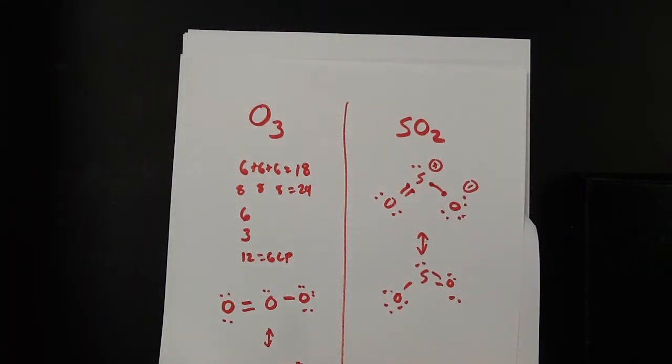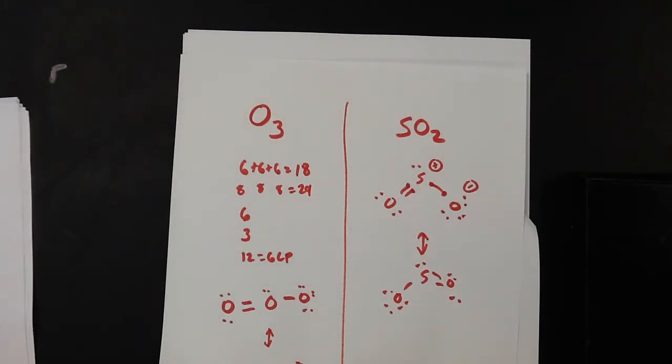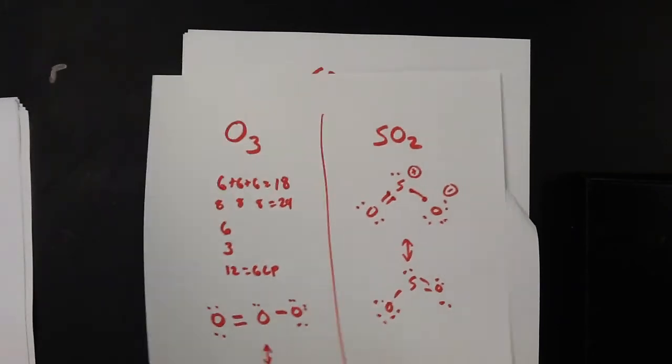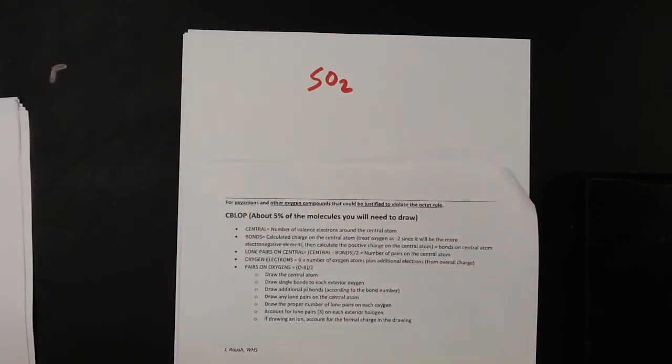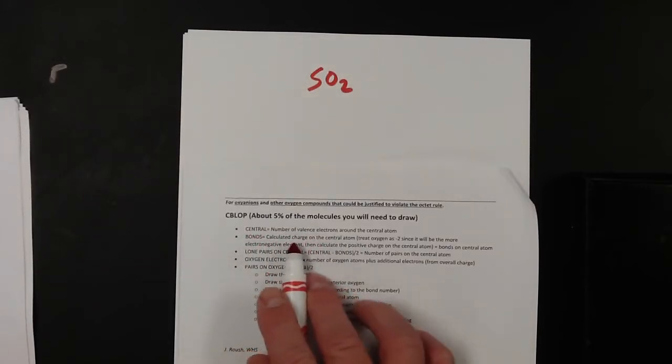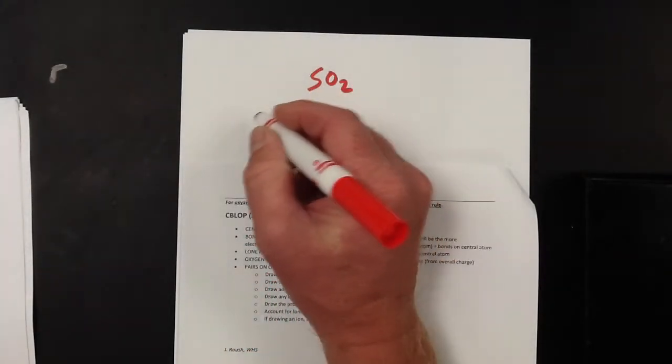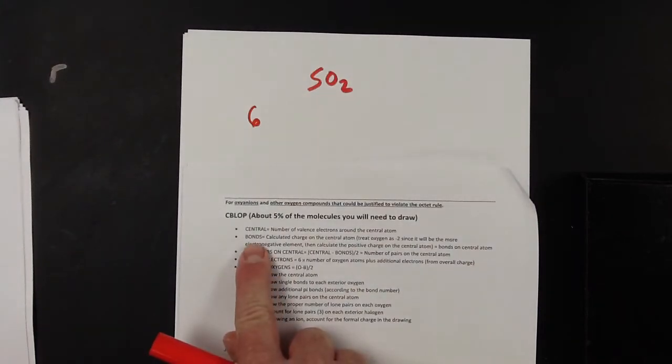But again, if we're trying to minimize the formal charge, then we're looking here. Is there some alternate drawing? All right. So how can we do this? Well, I'm going to use this C-block method, where C stands for central: the number of valence electrons around the central atom. That's my sulfur. That is 6.